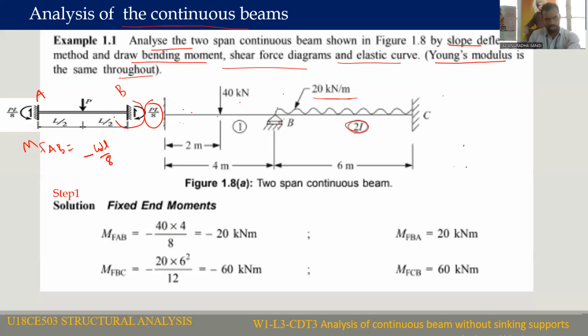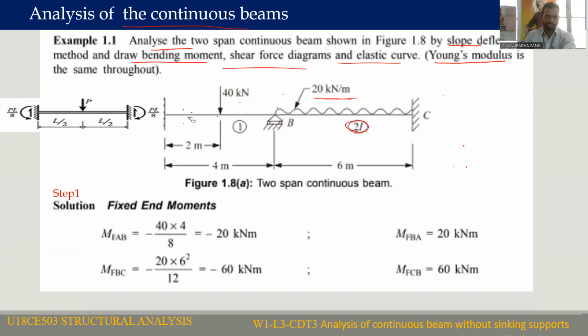So this is producing clockwise resisting moment. Here it is anti-clockwise resisting moment. So clockwise resisting moment will be considered to be positive, that is positive WL by 8. So for this P, fixed moment will be moment due to loading. Moment due to loading is minus WL by 8 at A plus WL by 8 at B for the span AB.